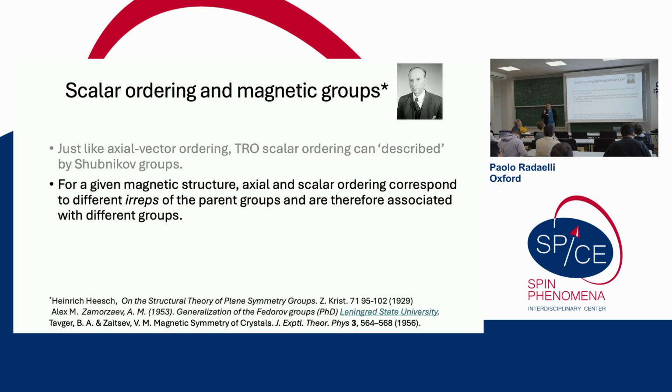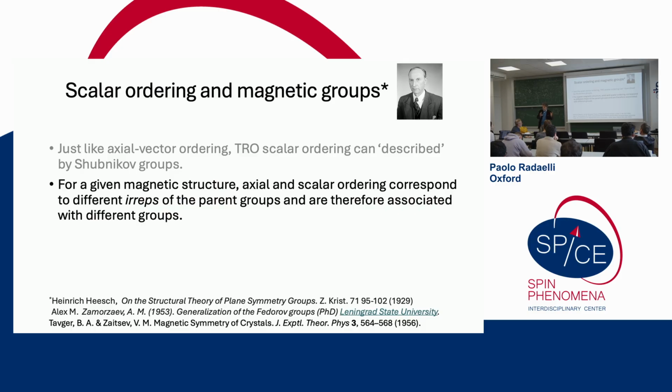However, for a given magnetic structure, if you want to use arrows or colors, these two orderings correspond to different irreducible representations of the parent group, of the crystallographic group. And therefore, they usually correspond to different Shubnikov groups.